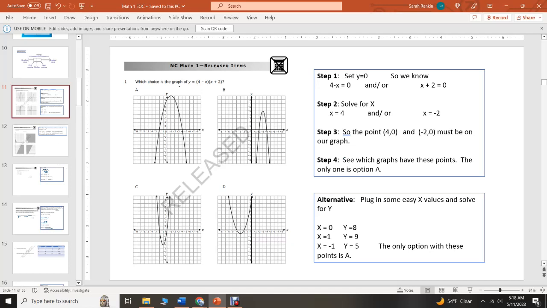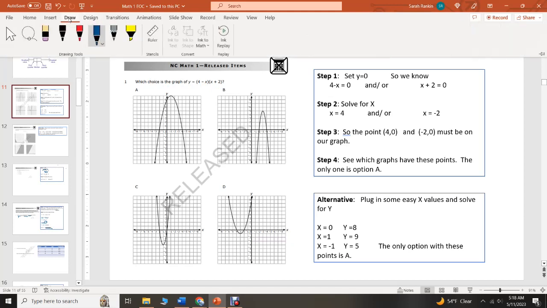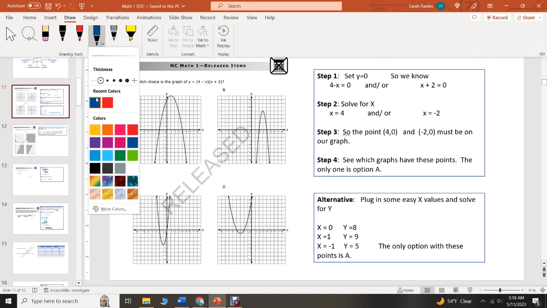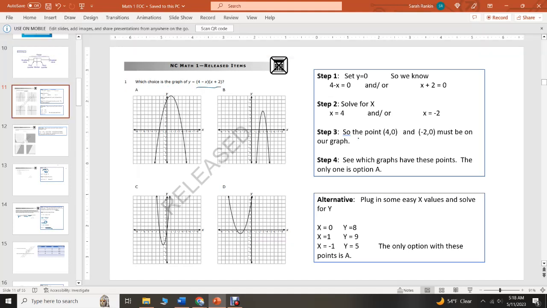Okay, let's go through this. I guess we call it practice test 4, but the actual exam. So, which choice is the graph of this function? This function right here. Okay.